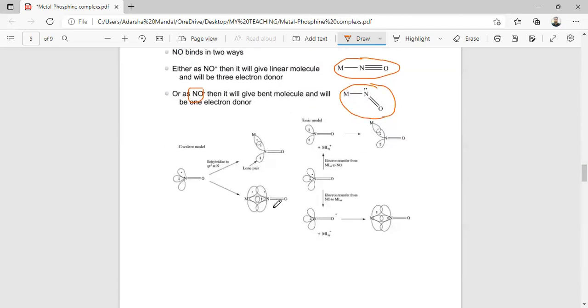So this is the electronic structure of NO and its binding to the metal fragment, in the covalent and the ionic model. In the covalent model, when it binds in the linear fashion, the non-bonding electron of NO is donated to the vacant d orbital of the metal center, and there is partial back bonding from the metal d orbital to the unpaired electron of NO.